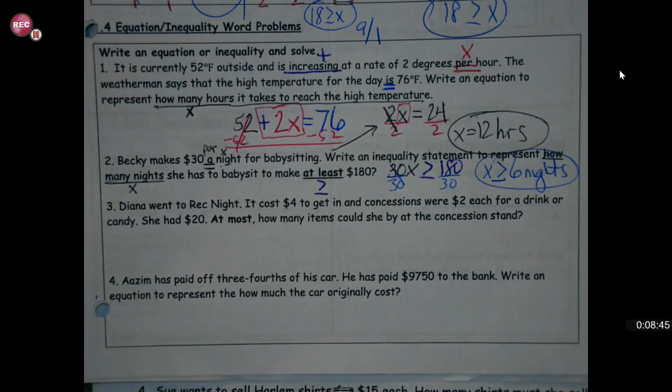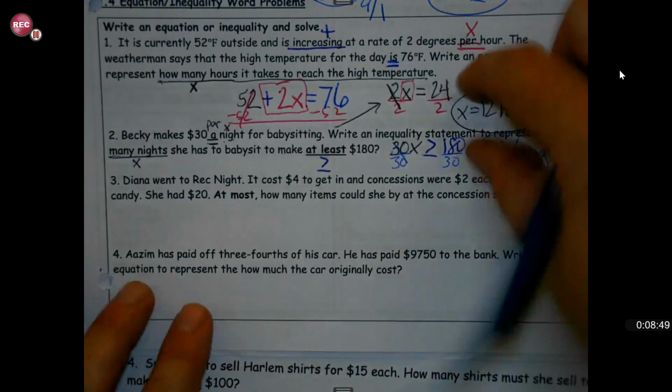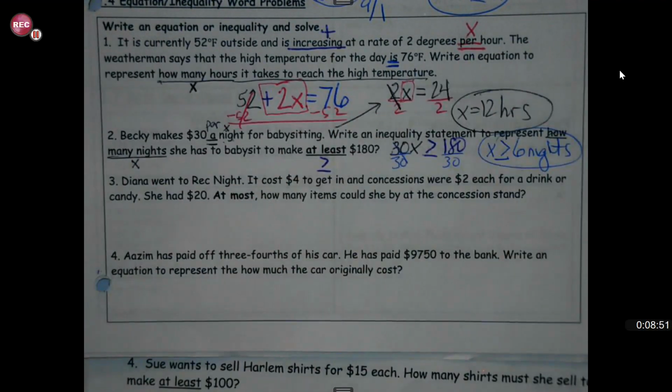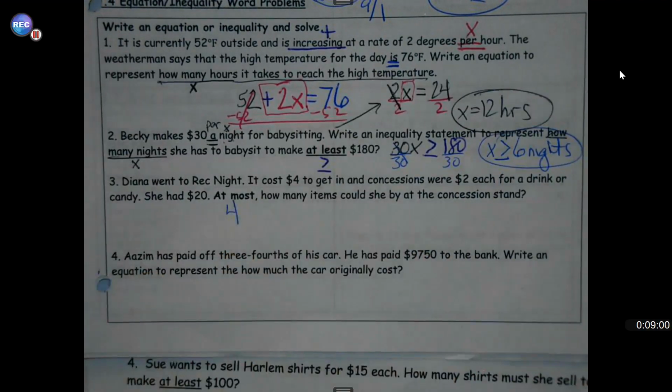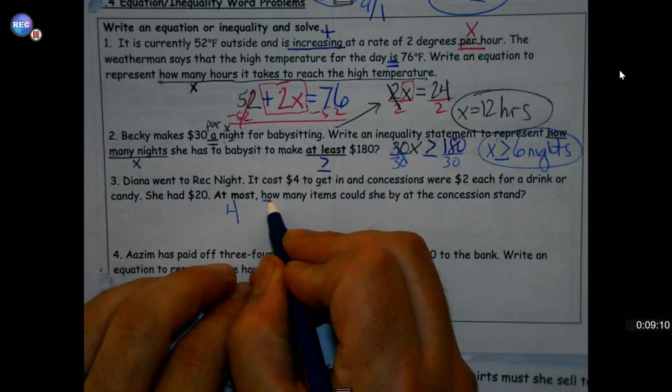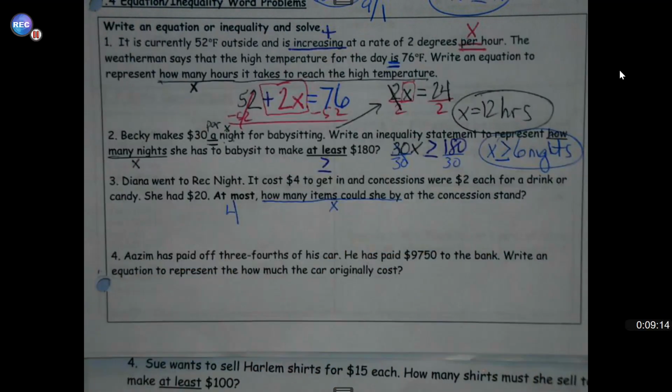Okay. Now let's see if we can start making connections when we get to this third one. Diana went to rec night. Cool. It cost $4 to get in. Okay. It's $4 to get in. Let's just put the 4 for now. And concessions were $2 each for a drink and candy. She had $20. Okay, let's read the rest. At most, how many items she buys?